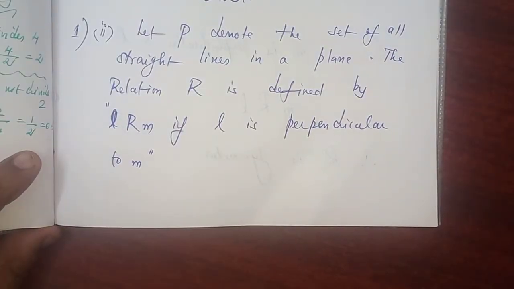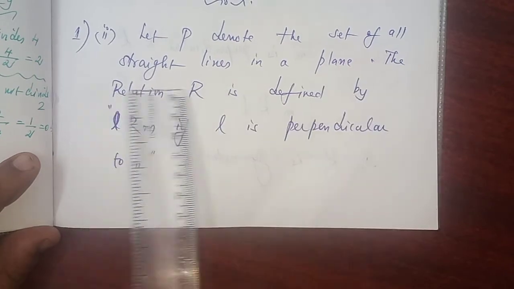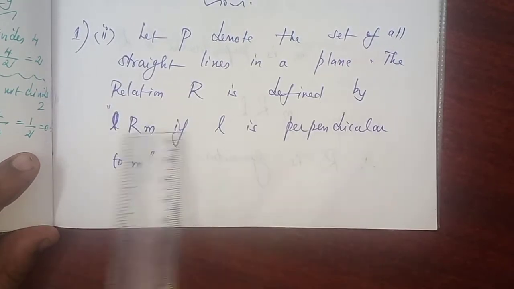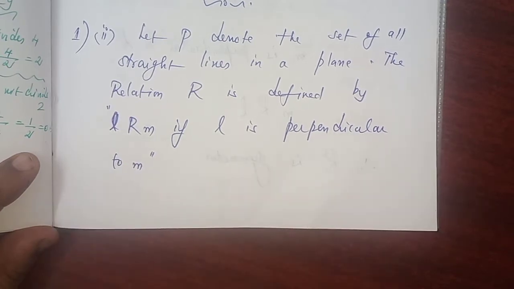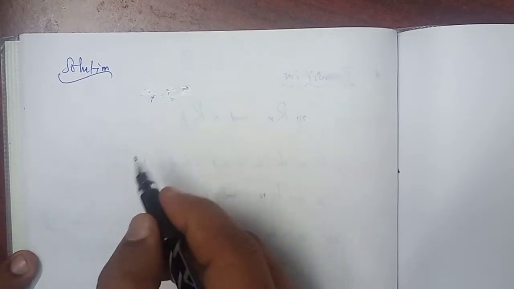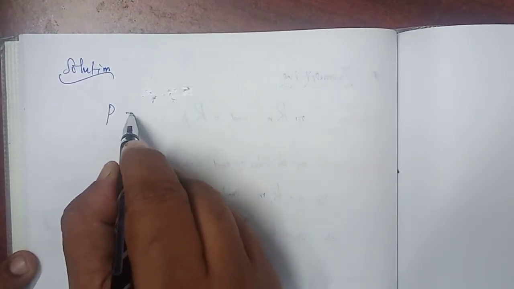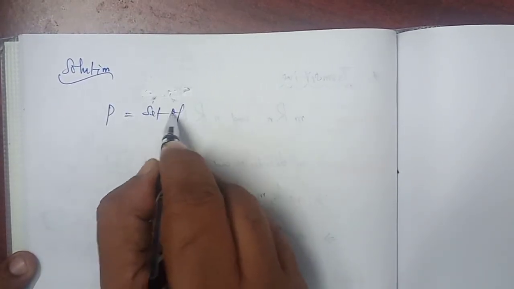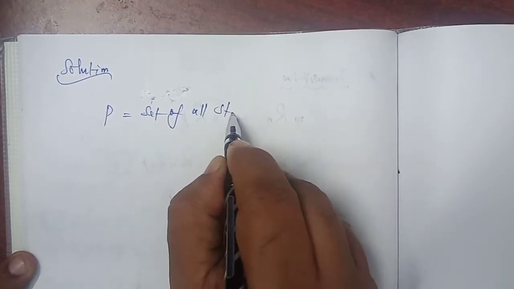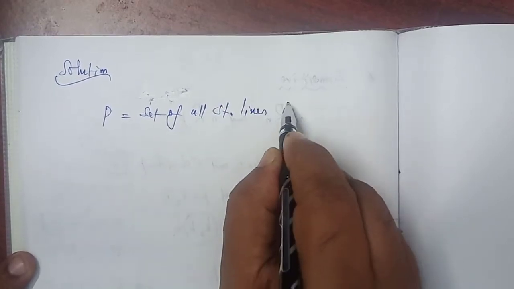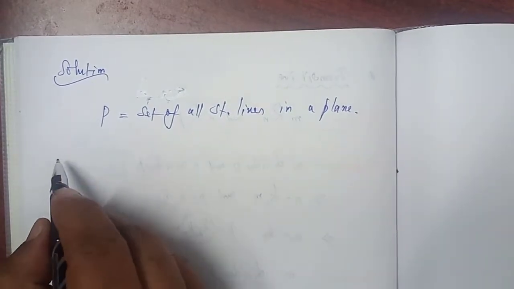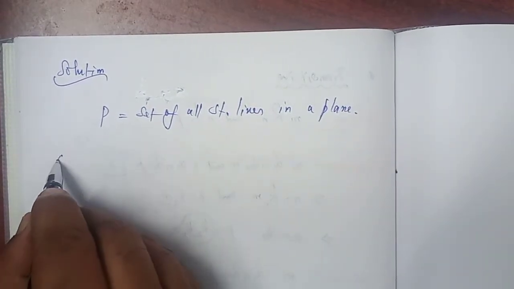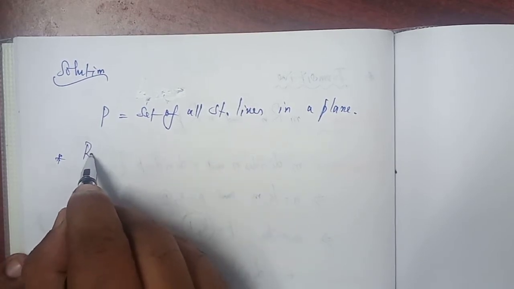Here I have written the question. Let P denote the set of all straight lines in a plane. The relation R is defined by L is related with M if L is perpendicular to M. Solution. P, that is the set of all straight lines in a plane. Now we start with reflexive.